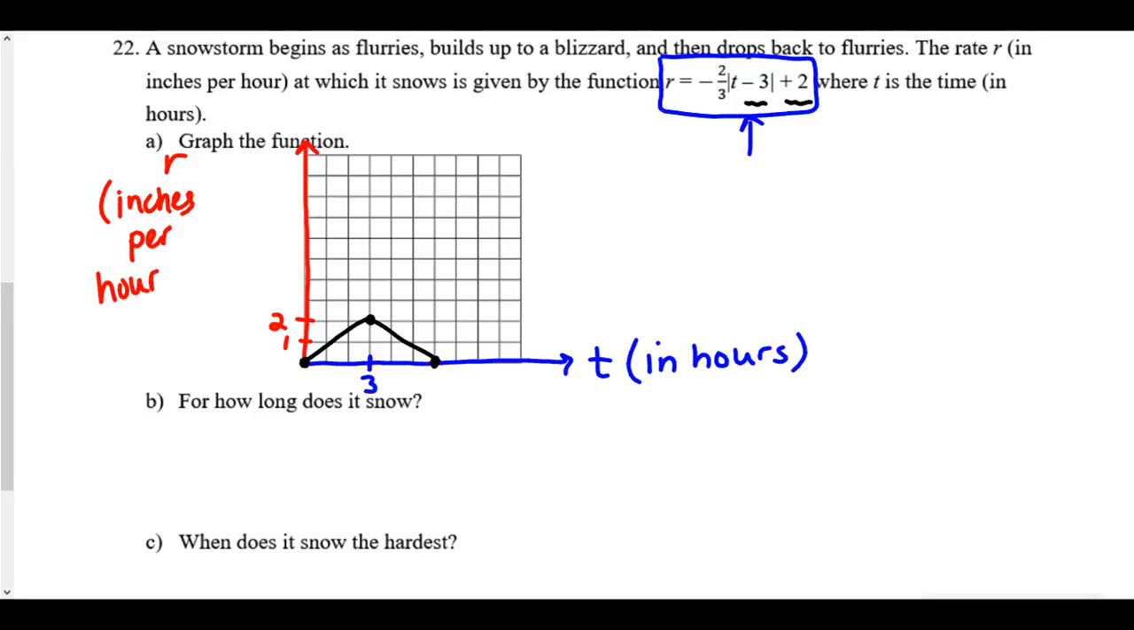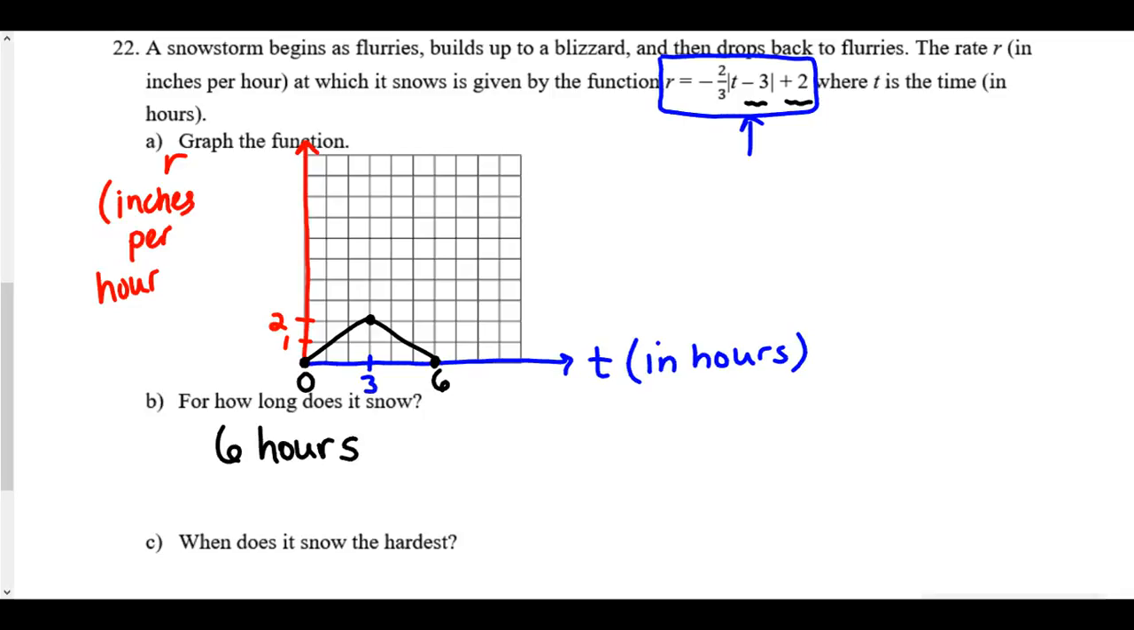So it says, for how long does it snow? Well, time 0 started out when it started snowing. That would be 6 hours when it stopped snowing. So it snowed for 6 hours. And I'm going to be sure I put units. I'm not just going to say 6. I'm going to say 6 hours.